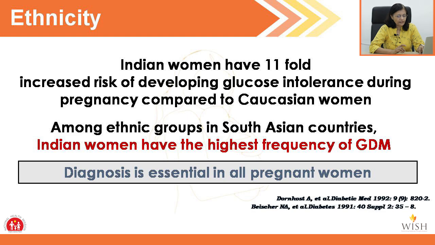So in India, when we look into the ethnicity, what is usually observed is that there is an 11 times increased risk of glucose intolerance in Indian women compared to the Western population, and India actually has the highest frequency of GDM among the South Asian countries. So this indicates that we should be very alert in diagnosing diabetes during pregnancy in these females.